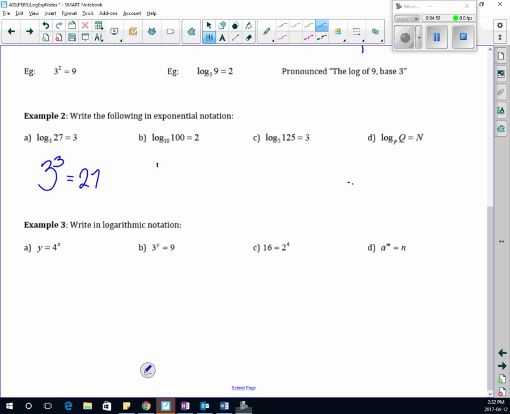So this would be 10 to the power 2 equals 100. This would be 5 to the power 3 equals 125. Yeah, exactly. Because they're numbers, it's pretty easy to do. So then when it's actual variables, it's a little bit harder, but maybe not. By the time you got to D, you already knew what you were doing, right? So p to the power n equals q.